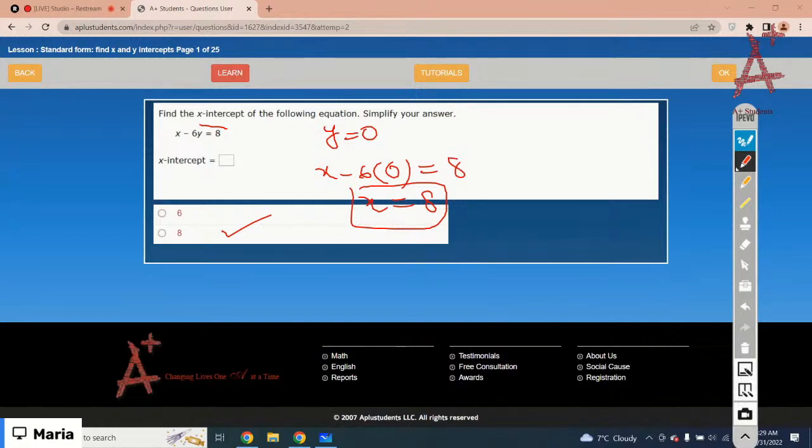Whenever you have to find the x-intercept, just replace the y value with a 0 in the equation. Got it? And if you have to find the y-intercept, just replace the x value in the equation by 0. Got it? So the correct option is 8.